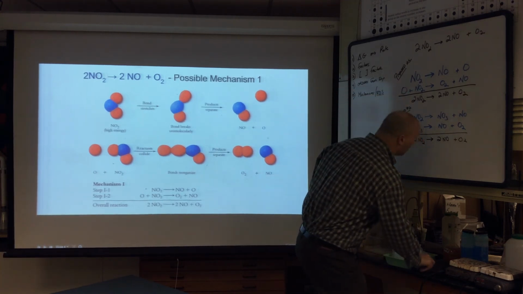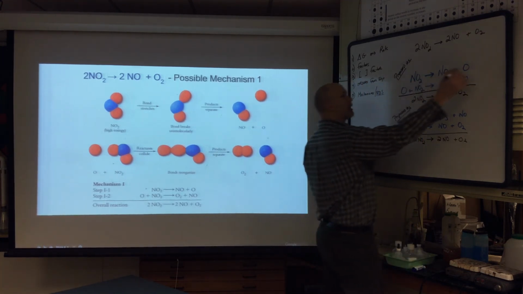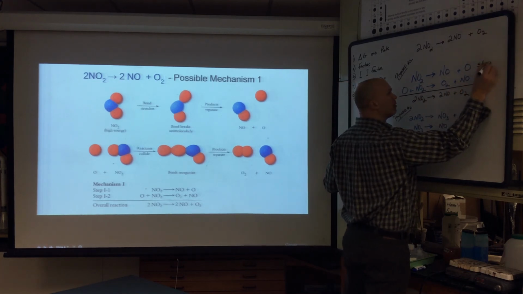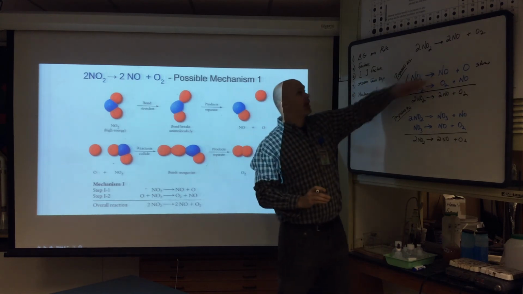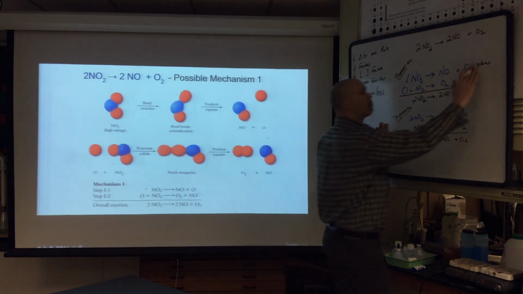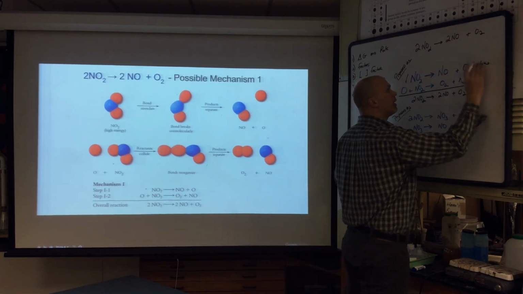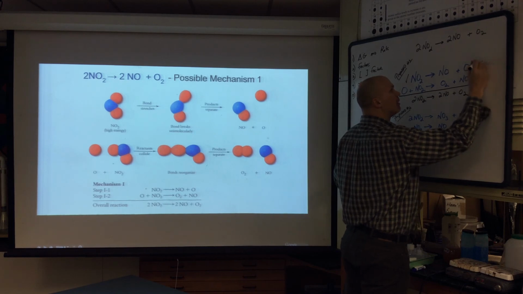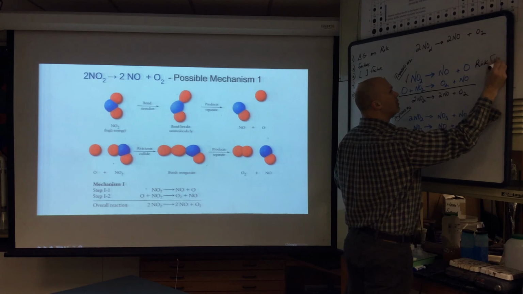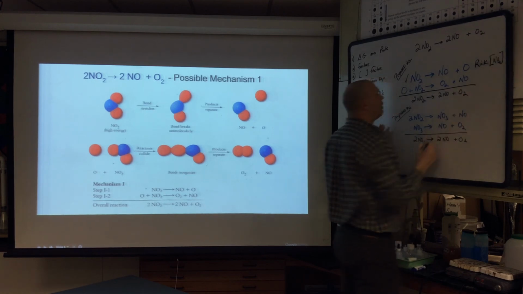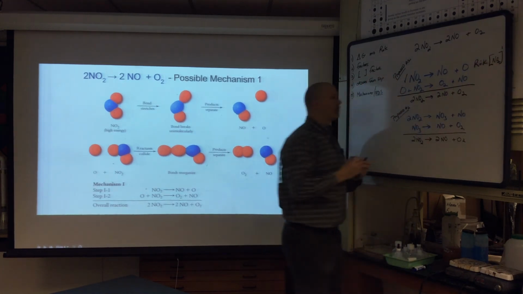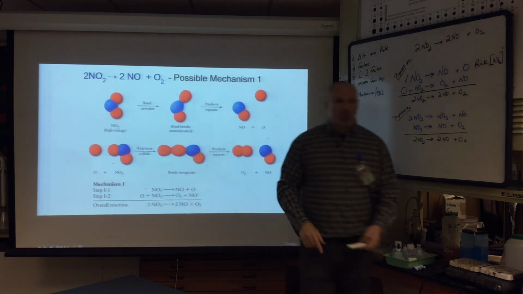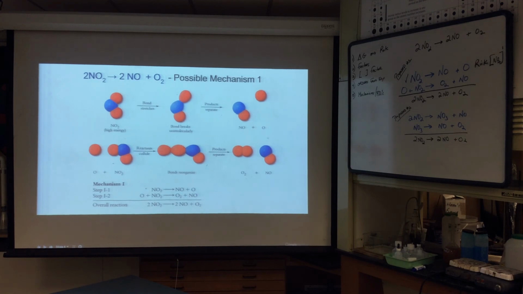R equals what? If this is my slow step, which is the rate determining step, that means my rate law depends on this single elementary reaction. And we would write R is equal to K times what? NO2 to the what power? 1, correct. That's mechanism 1. Again, those are just proposals.